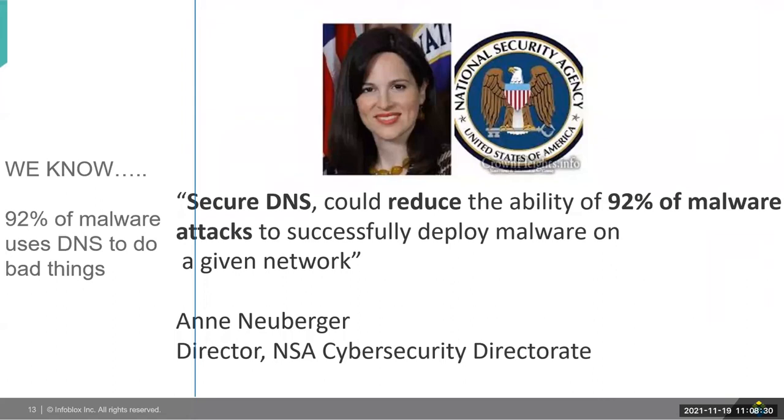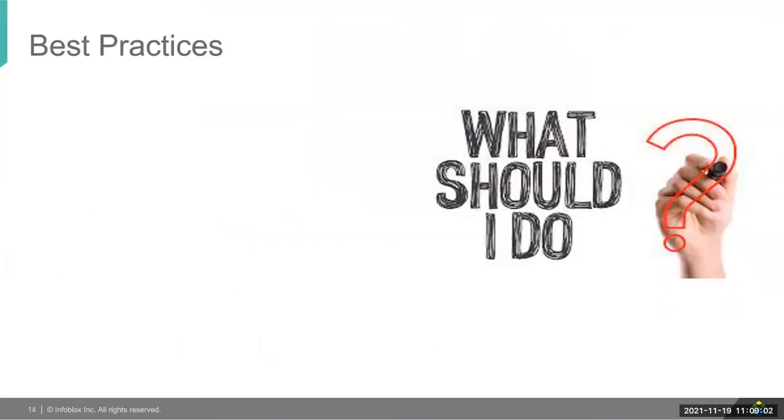And to further strengthen my message, the US National Security Agency has released a statement that says that secure DNS could reduce the ability of 92% of malware attacks to successfully deploy malware on a given network. Think about that. 92% of malware uses DNS to do their things. So I think it warrants serious attention to address this oversight.